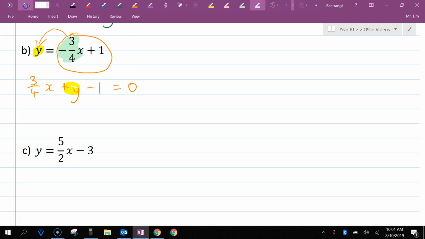Alright, so we've got a positive x, we've got equals to 0, but now we need to get rid of the fraction by multiplying every single term by 4, because the denominator is 4. So if I times that all by 4, I'll get 3x plus 4y minus 4 is equal to 0. And now I'm done.